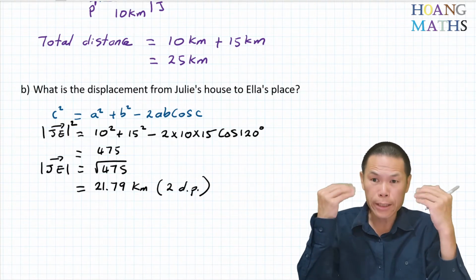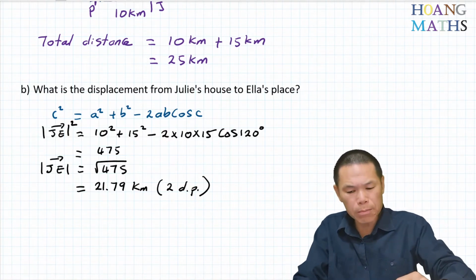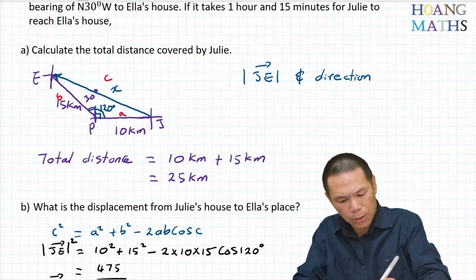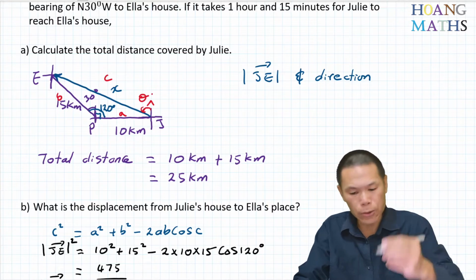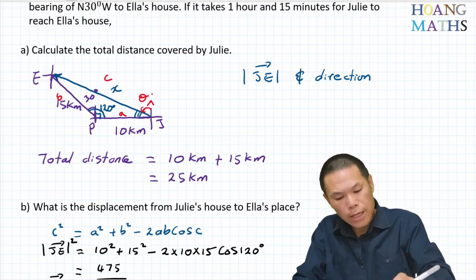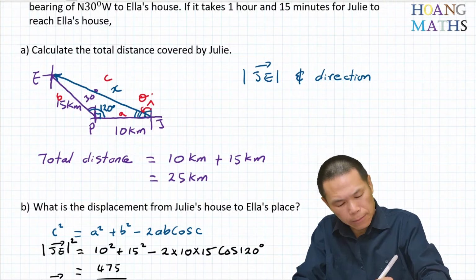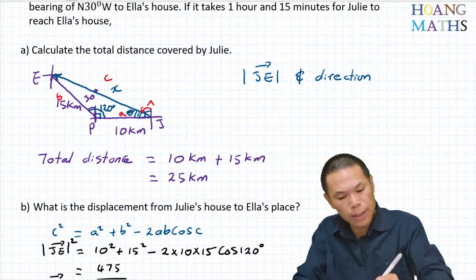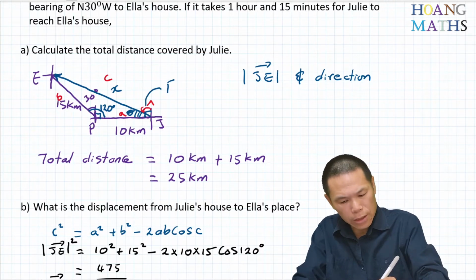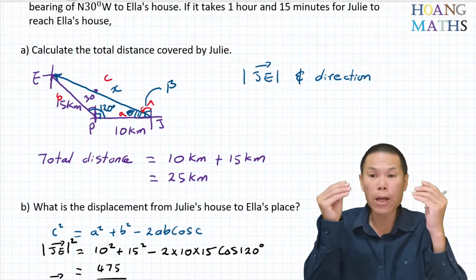Then we need to find the direction, okay? Displacement must have direction. The direction is from J to Ella's place, which starts from north, of course. So we need to find this angle here. We can find this angle by finding this other angle and doing 90 minus this. So let me just swap this up. Let's make this theta. We need to find this theta and then we find this angle, okay? So let's find angle theta.